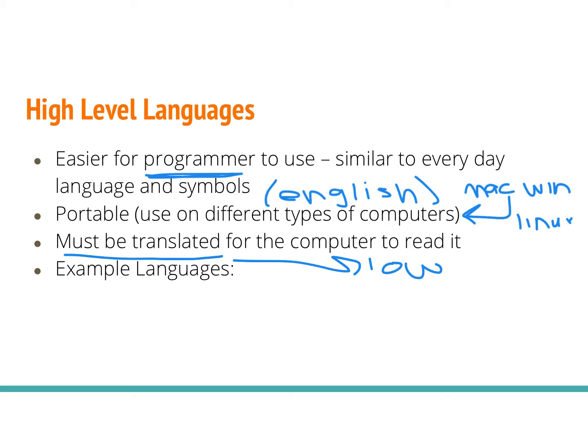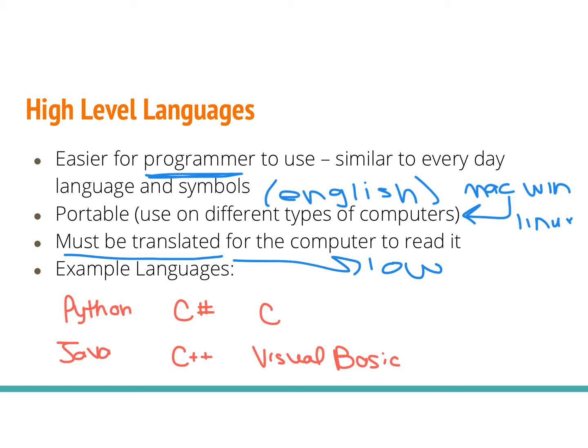Now, there are many, many examples of high-level languages. To name a few, Python, the one we're going to use in our course, is a high-level language. Java, which is what's taught in AP Java, is another high-level language. Then you've got things like C#, C++, C, Visual Basic. There are many more beyond this, but there are a lot of high-level languages that programmers use. These are just 6 popular ones, and as I said, Python is the one we're going to be using in this course.